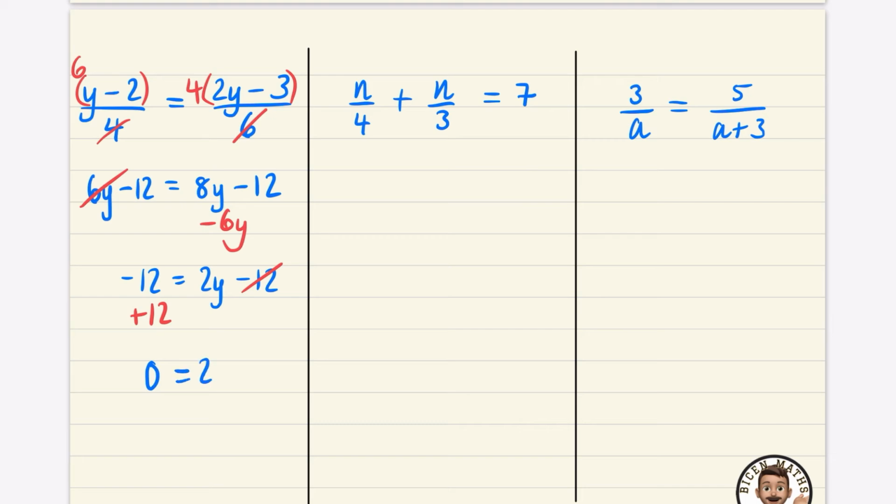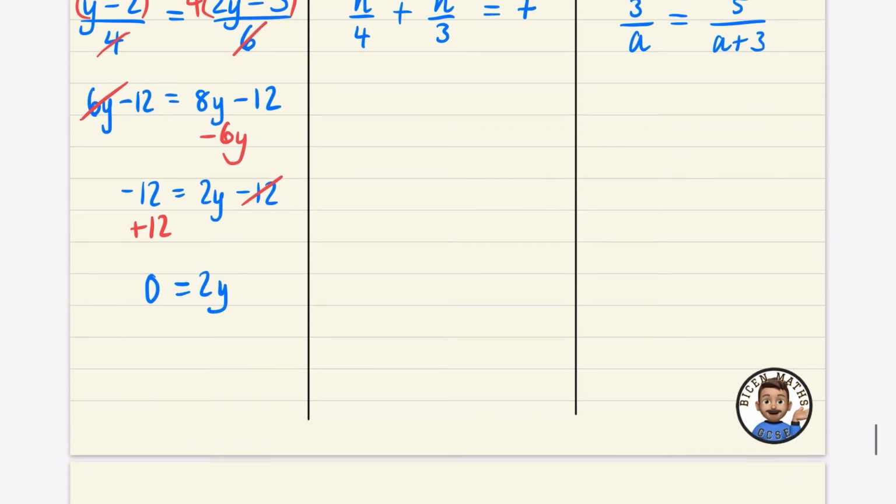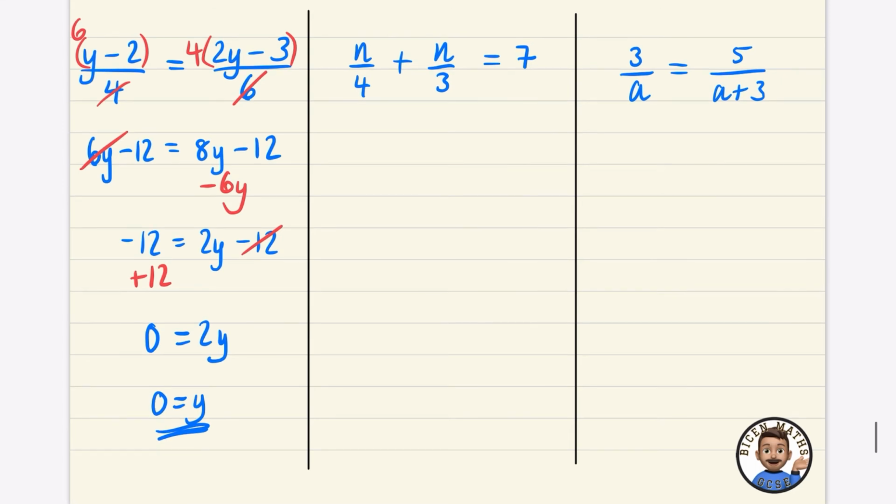So 0 equals 2y. Let's then divide by 2. Well, if you do 0 divided by 2, you just get 0. Now, it's perfectly okay to have your answer as 0. It doesn't have to be a positive or a negative. It can be 0 as well.